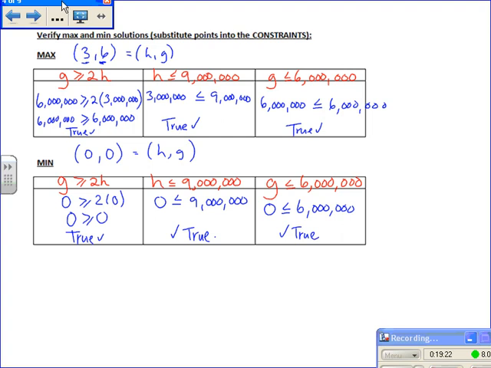So this is an extra check that we can do. We can verify the points that we took off our graph for a maximum or a minimum solution, and we can just run it through our constraints and make sure that it's acceptable for the limits that were set on the problem.